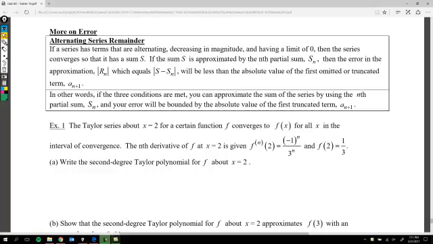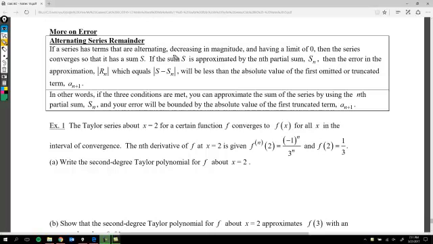Hi everyone, we are going to continue talking about error. Now what we're going to do is specifically talk about what to do with an alternating series. As you know, if the terms are decreasing in magnitude, the signs alternate, and you take the limit to infinity and you get 0, then it is convergent.